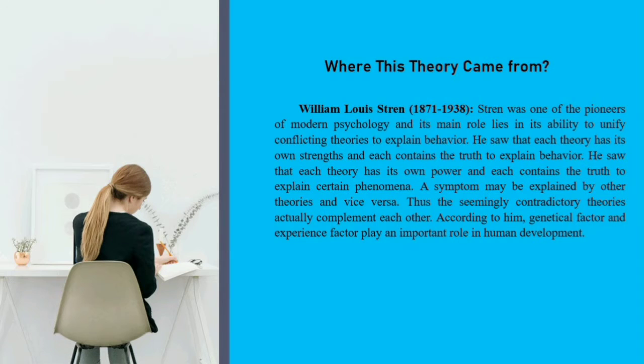Going to our first material, we have to know first where this theory came from, or the origin of this theory. This convergence theory came from William Louis Stern, from 1871 until 1938. Stern was one of the pioneers of modern psychology, and his main role lies in his ability to unify conflicting theories to explain behavior.